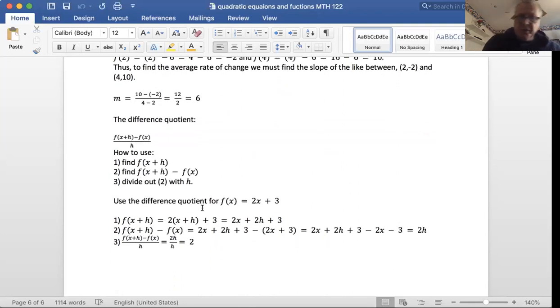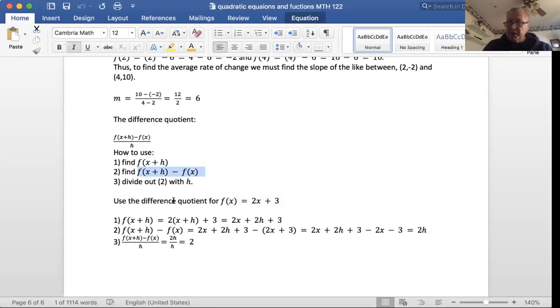Sometimes what we see is what's called a difference quotient. This is very confusing for college algebra students. So let's take a look at how we would do this. This is the difference quotient, f of x plus h minus f of x, over h. How do we use it? Well, the first thing we do is we find f of x plus h. Then we find f of x plus h minus f of x. And then we divide whatever we have in 2 by h.